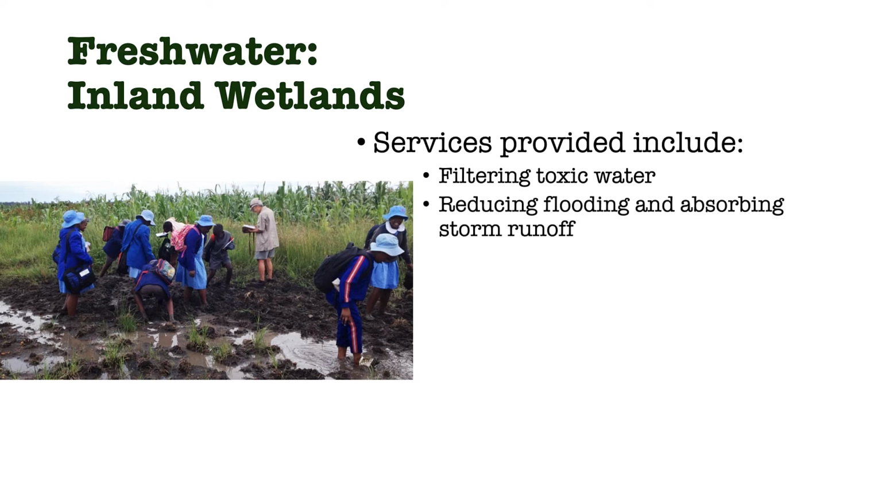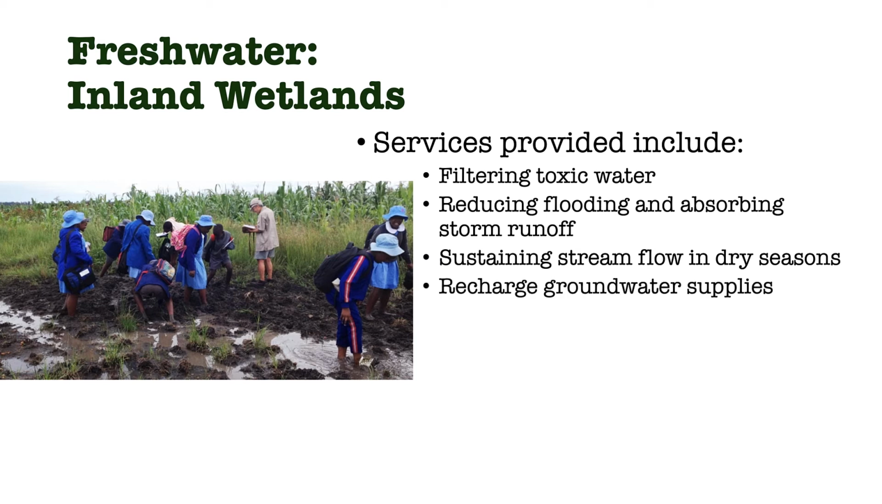You can absorb a lot of storm runoff, so they act like sponges. You sustain stream flow in dry times. Because it's like a sponge, it slowly gives off its water, so a stream won't dry up right away during a drought.